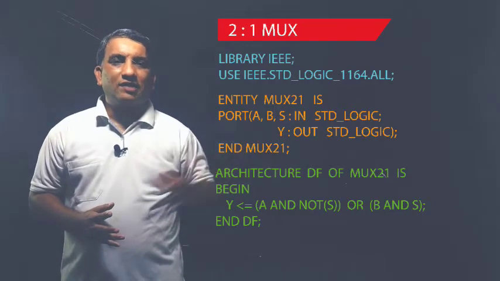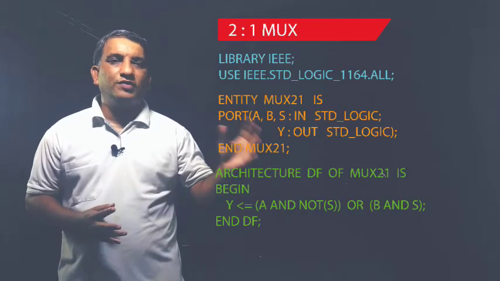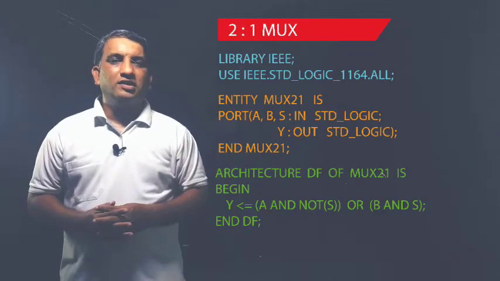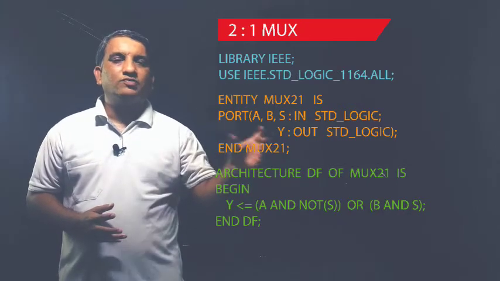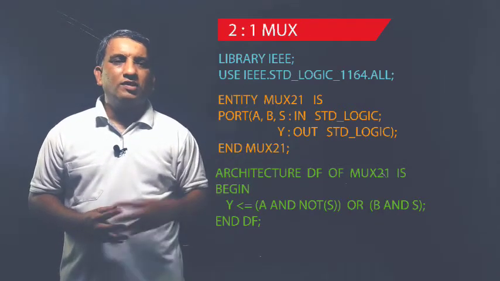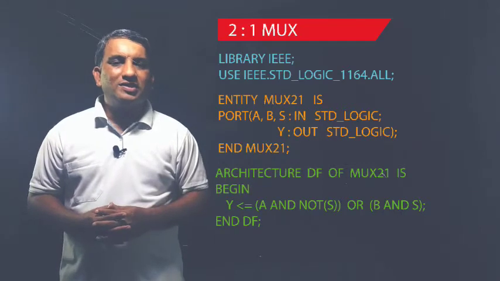And then after that I will put the name of the entity for which I am writing the architecture. So I am writing the architecture for mux21. So that's why I will put mux21. After that I will put the keyword is.